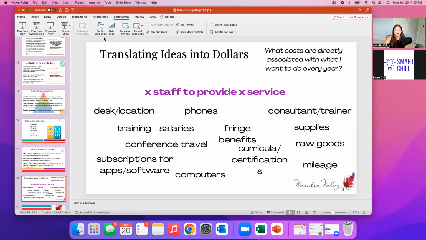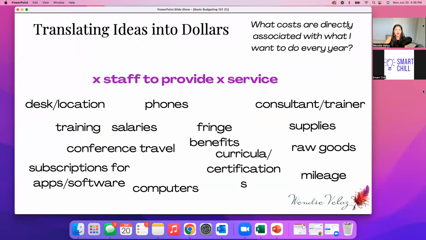So when we're trying to translate things from ideas to dollars, this is when we are taking the vision in our head and saying, okay, it's going to cost me a certain amount to do this thing. What exactly is that cost? And we have to think about who is doing it. So whether that's you as a solo entrepreneur, a solo nonprofit leader, or you have staff that you have hired to do something, there are going to be people who are dedicating time to doing this thing.